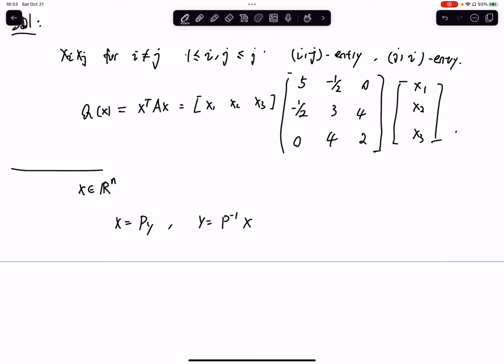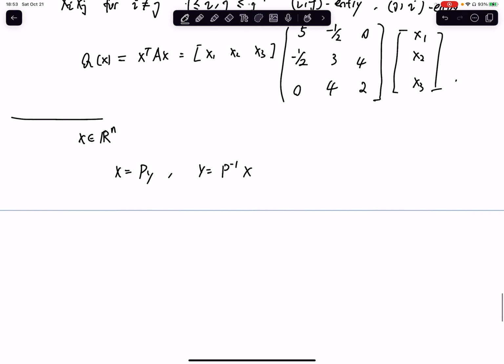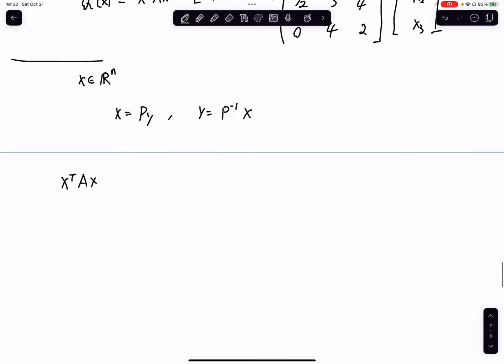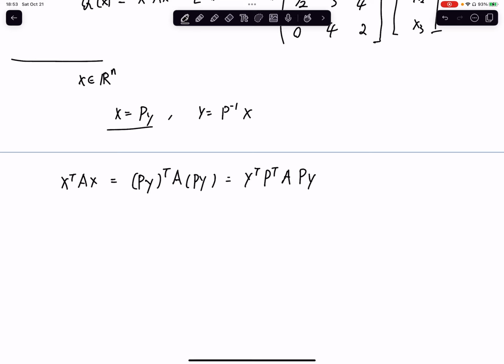If the change of variable is made in a quadratic form, namely x transpose Ax, then since we are using the replacement, we have x transpose Ax equals Py transpose A Py. This gives us y transpose P transpose A Py, which equals y transpose P transpose A P y.